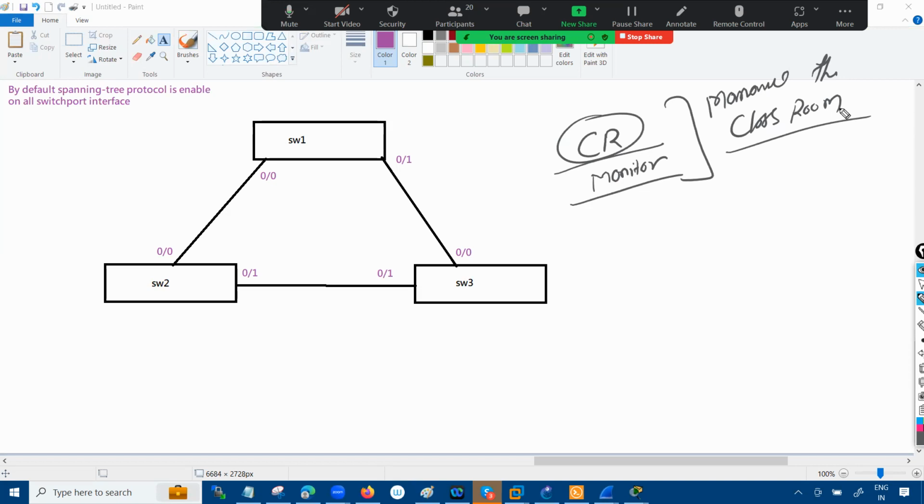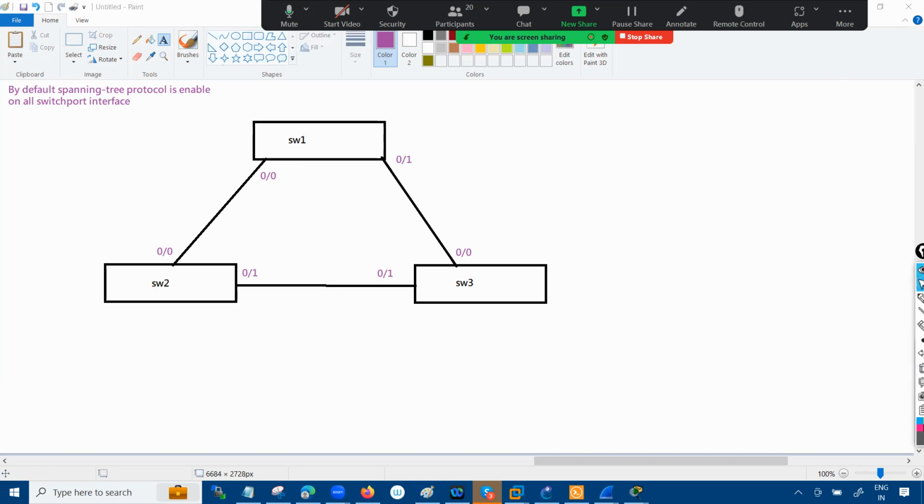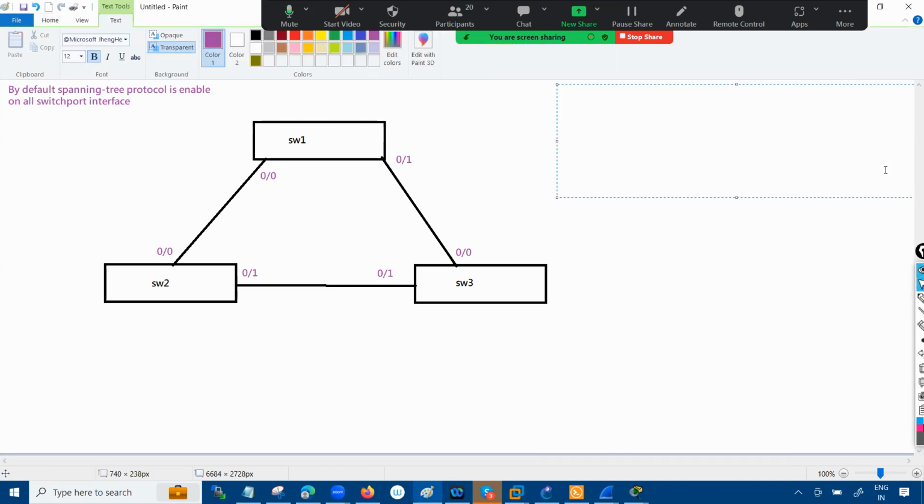What happens when you put the interfaces there? There will be an election, and that election is known as the root bridge election. So when you connect the switch interfaces, there will be an election of the root bridge.